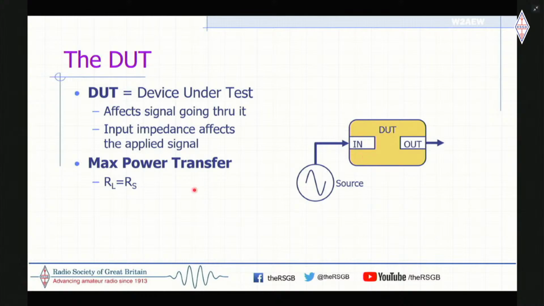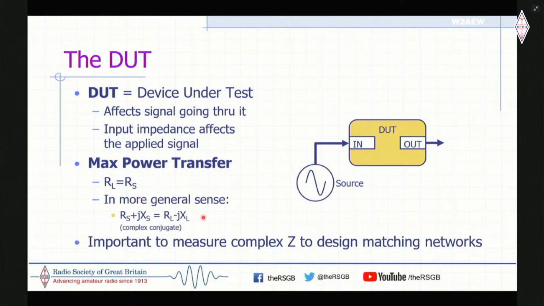And we're all taught that to get the maximum power transfer from any kind of a source into any kind of a load, we want the source and load resistances to match. Now, from an RF standpoint, it gets just a little more complicated. We want essentially to have a complex conjugate relationship between the source impedance and the load impedance in order to get maximum power transfer.